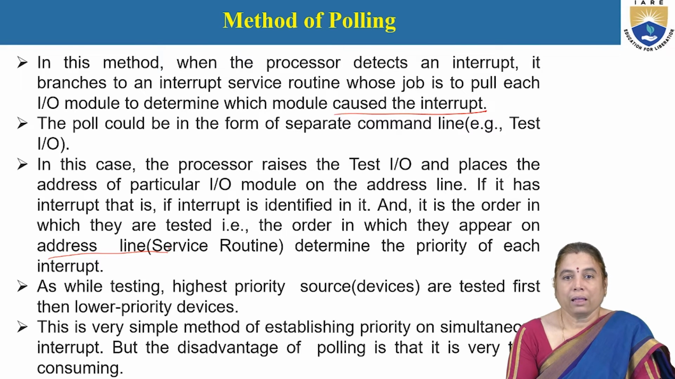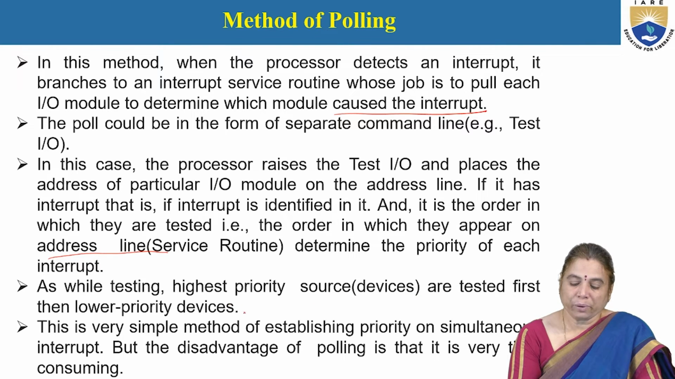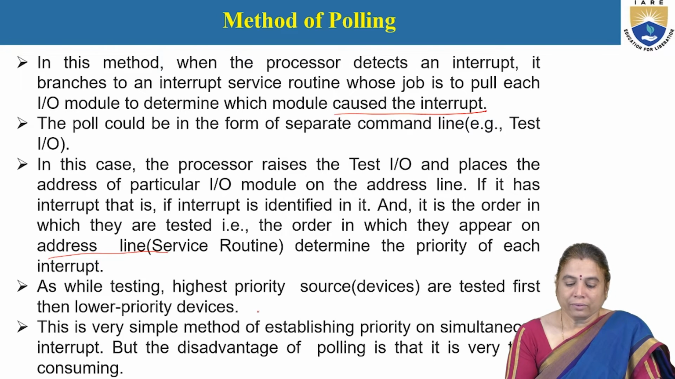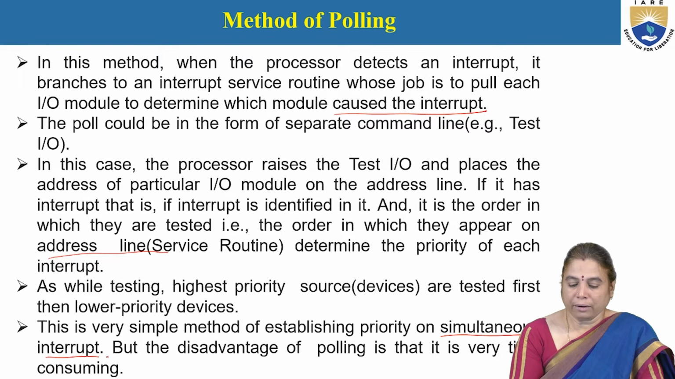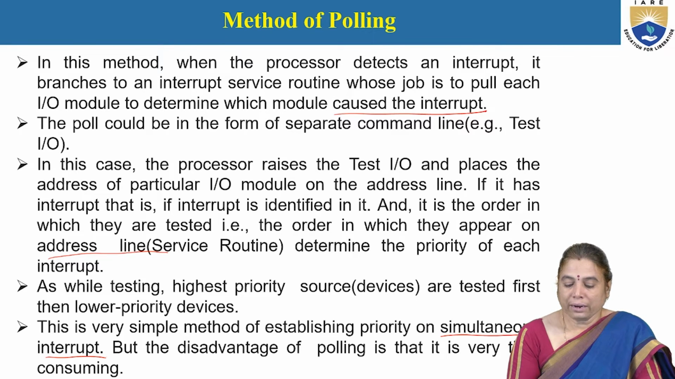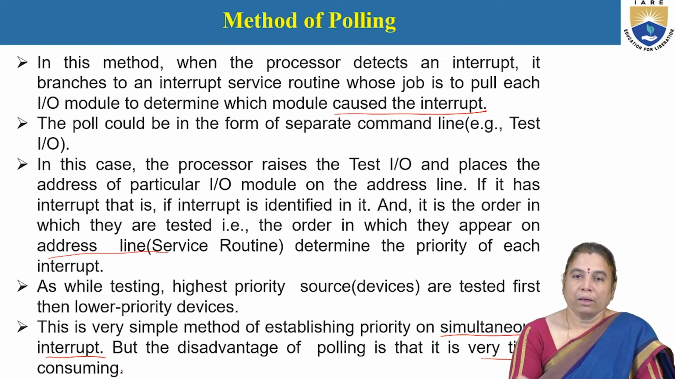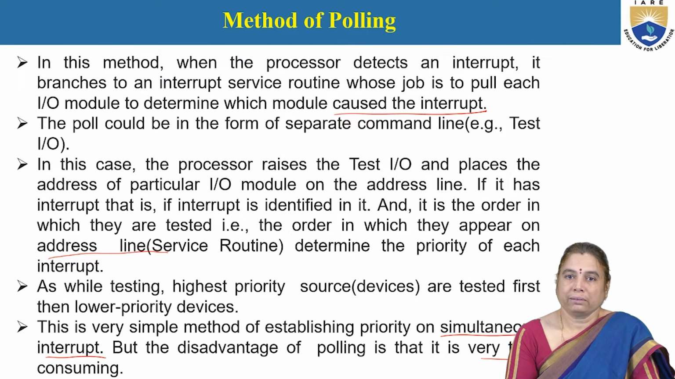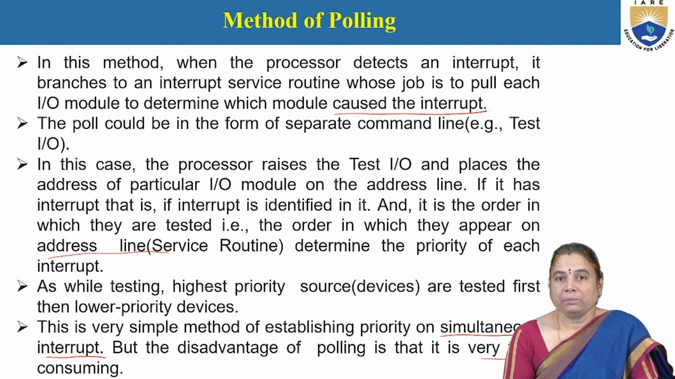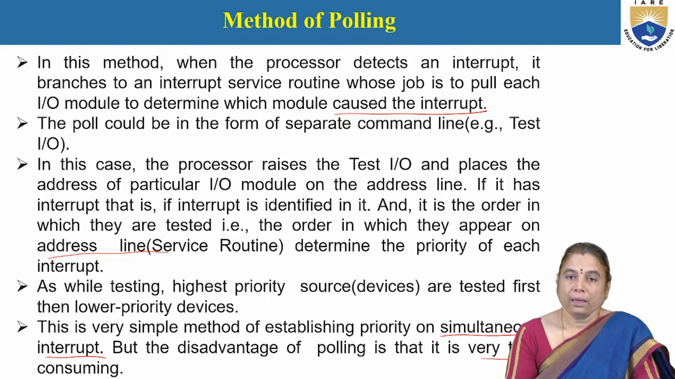In a sequence, the poll software can poll each and every device with the help of the test I/O signal. While testing, the highest priority sources are tested first, then the lowest priority devices. This is a simple method of establishing priority on simultaneous interrupts, but it has the disadvantage of being very time consuming. Polling each and every peripheral device is a time consuming task. So this is the software means by which the priority interrupt can be serviced.